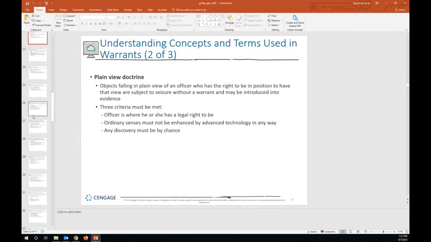Now, the three criteria that must be met. The officer is where he or she has a legal right to be. Ordinary senses must not be enhanced by advanced technology in any way. And any discovery must be by chance.